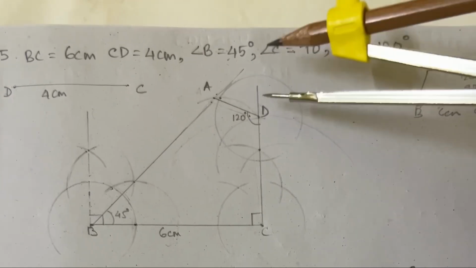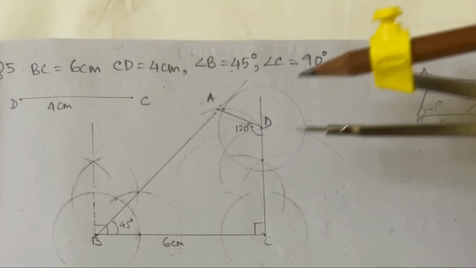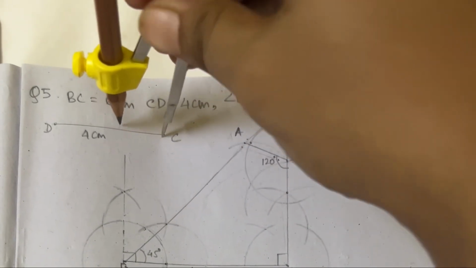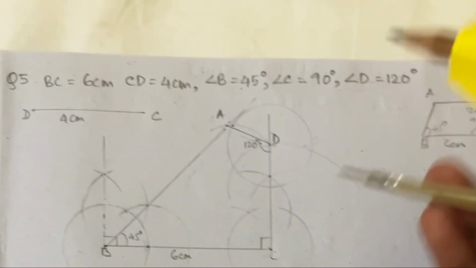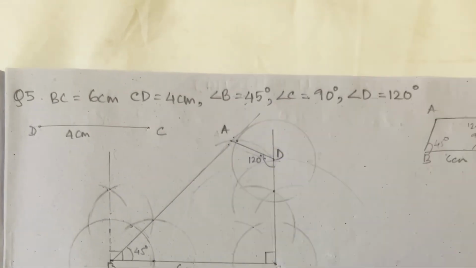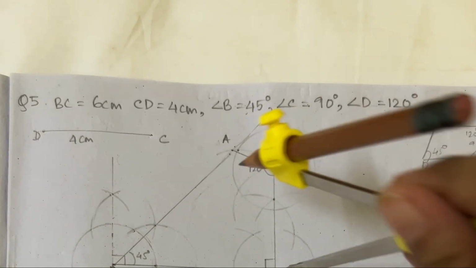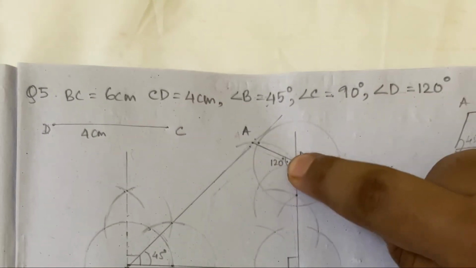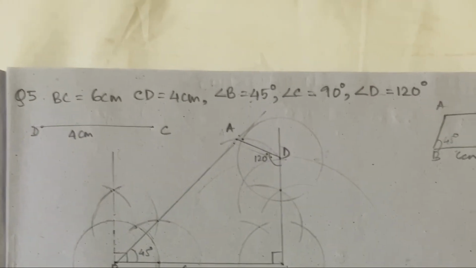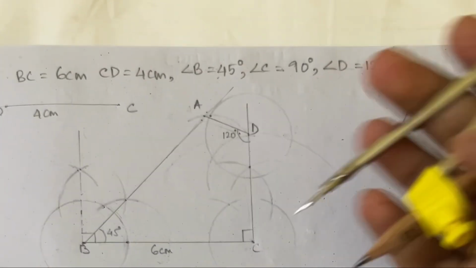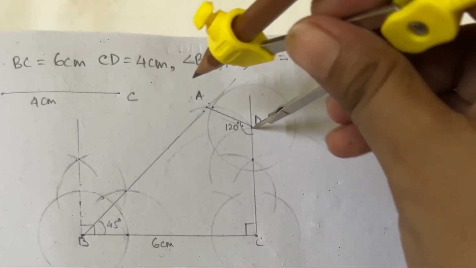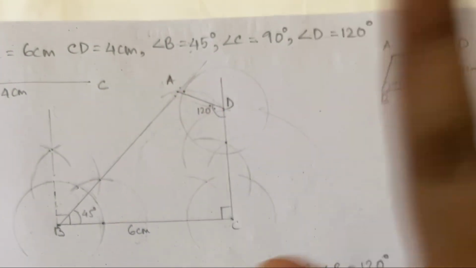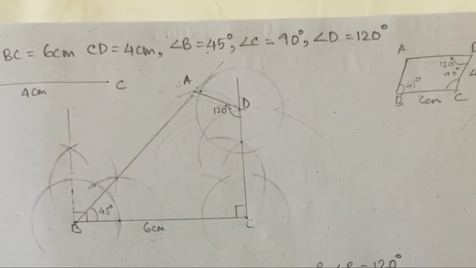Now for point D, we take 4 centimeter and measure 4 centimeter from point C. As we have extended the 90 degree line at point C, we make an arc. While we make an arc, we get point D. At point D, we draw 120 degree, keeping the radius the same as earlier taken at B and C. Then we measure 120 degree and we get AD as the line. Now this is the complete quadrilateral.